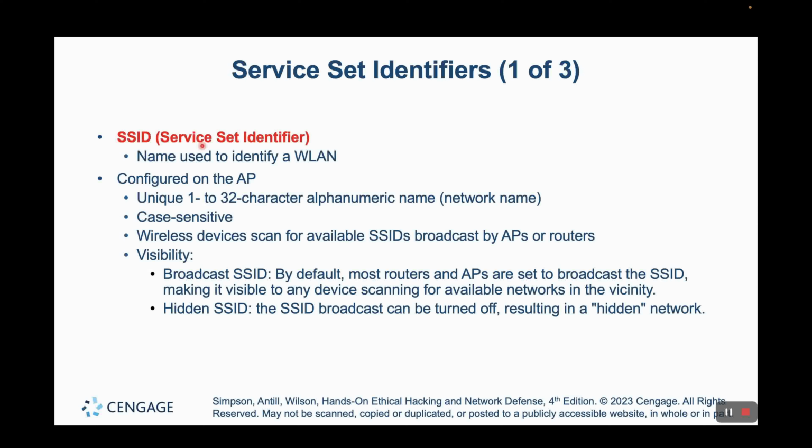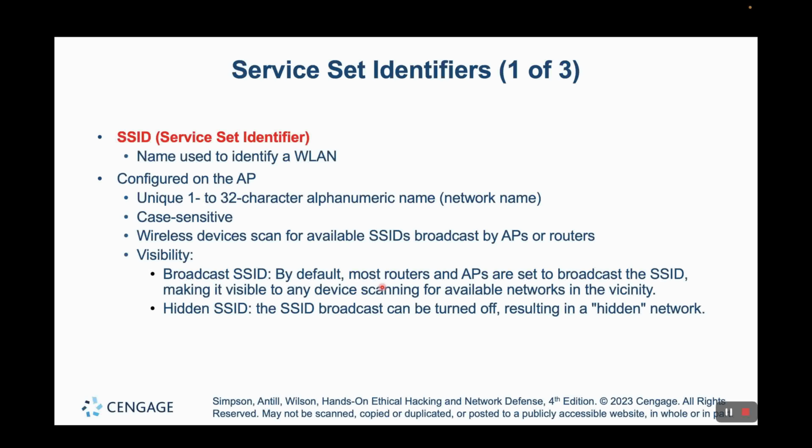Now, SSID stands for Service Set Identifier, which is basically the identifier of a wireless LAN. It has a unique name of up to 32 characters, which means the network name, and it's case sensitive. Wireless devices scan for available SSID broadcasts by the access points or routers, many of which have an access point built in. Visibility: there are two types here. There's the broadcast SSID, and there's the hidden SSID.